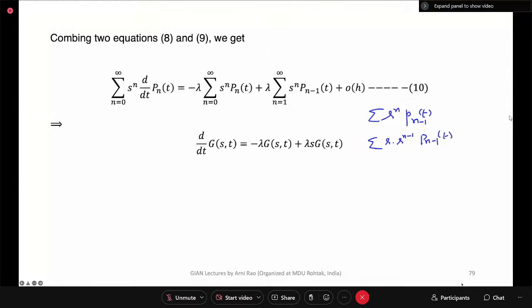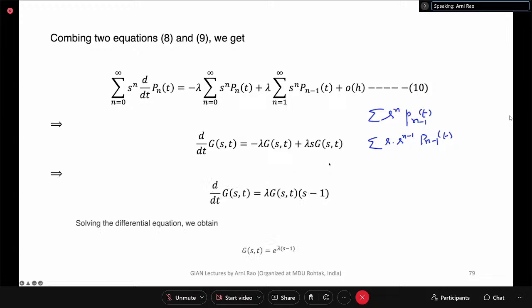So this becomes d by dt GST equal to minus lambda GST plus lambda s GST. So lambda GST is a common term: lambda GST times s minus 1, or minus lambda GST times 1 minus s, both are the same. So this is d by dt GST equal to lambda G(s, t) times s minus 1, a differential equation.